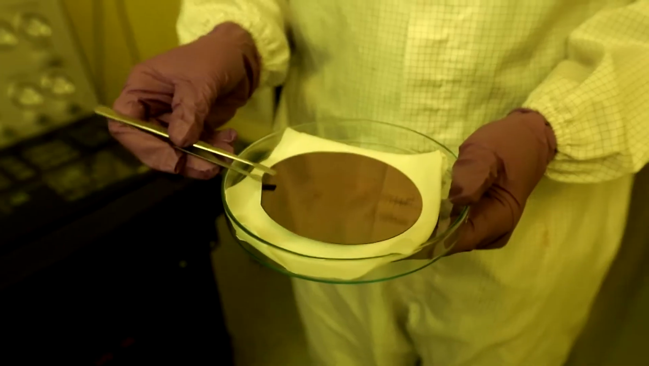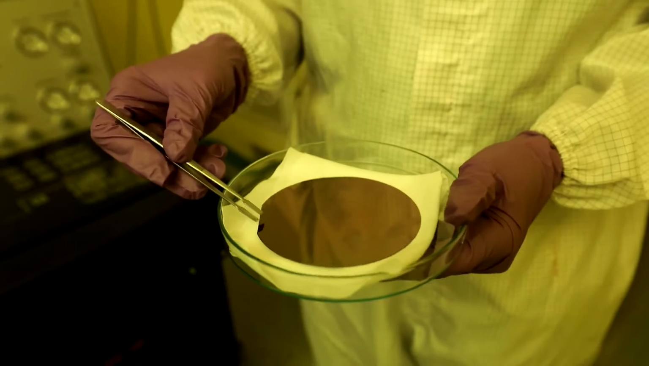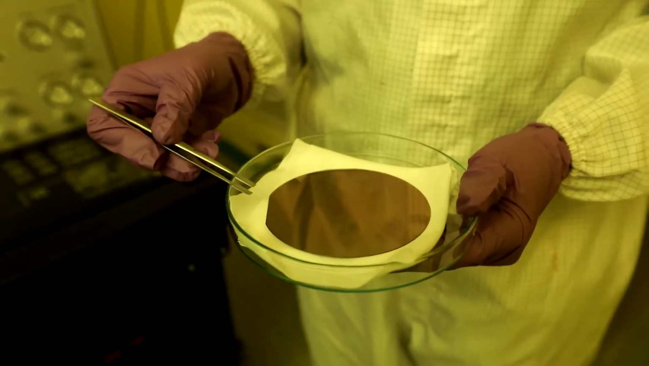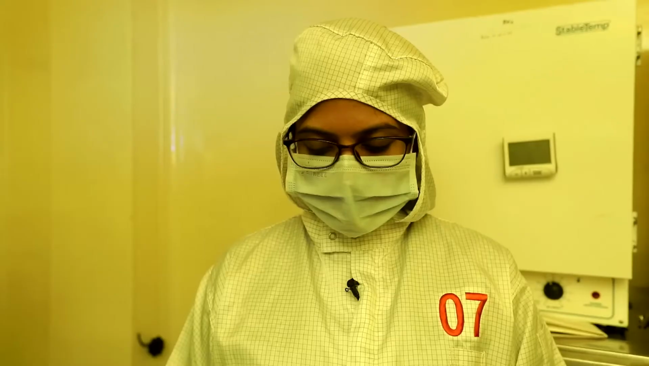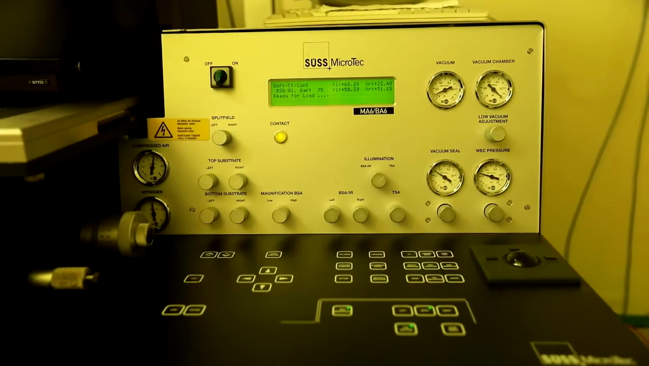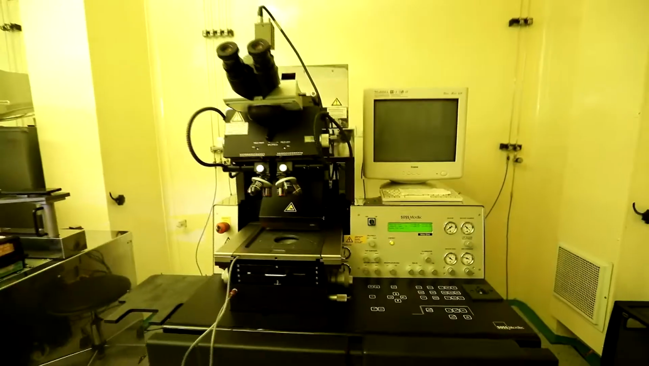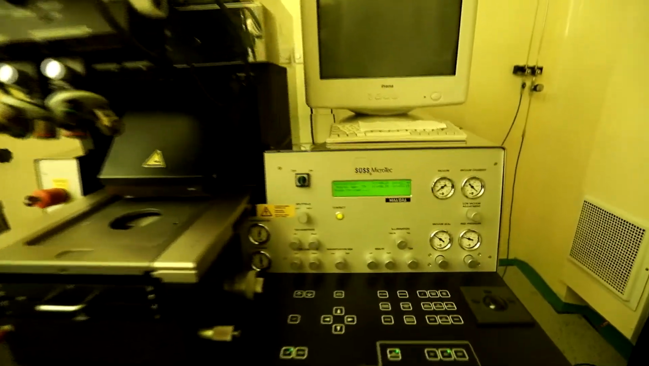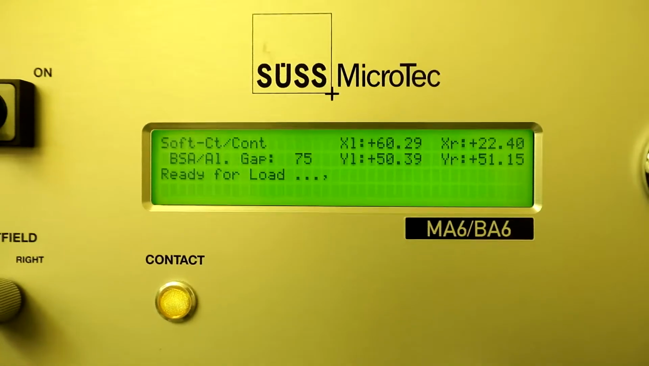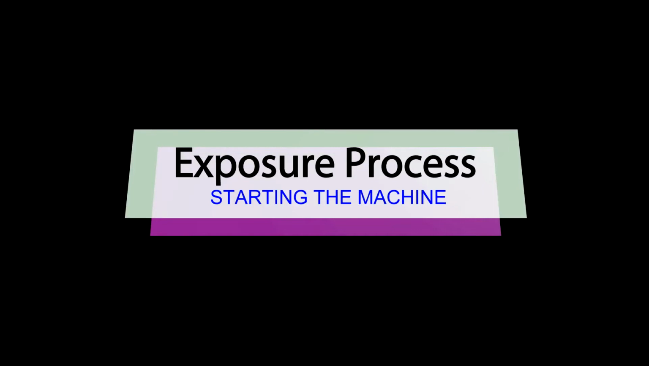This is our wafer after spin coating. Ideally, we should not expose the wafer with light before the actual exposure. The substrate is now ready for the exposure. Let us go to the exposure machine. This machine is Carlson's MA6 BA6 mask aligner. Exposure process. Starting the machine.